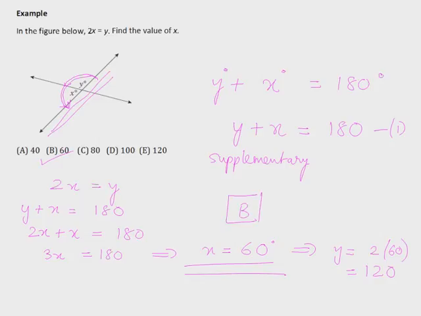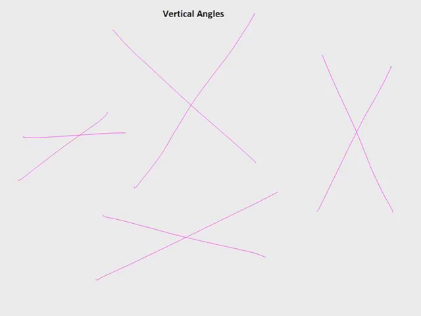So the important thing to notice in this question was that y plus x was 180 degrees since it formed a straight line together. Vertical angles. So when two lines intersect, say this way, or even this way, or this way, then these two angles, which are opposite each other across the vertex, are called vertical angles. So these two angles are vertical angles, and these two angles are vertical angles. These two form a pair of vertical angles, these two form a pair of vertical angles.